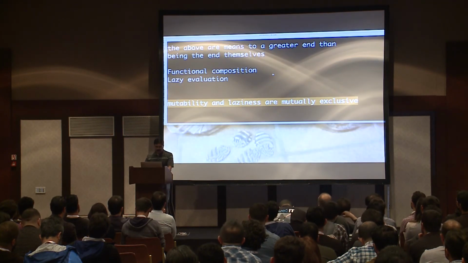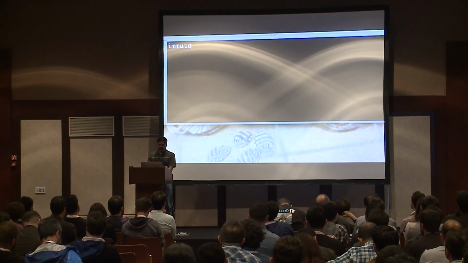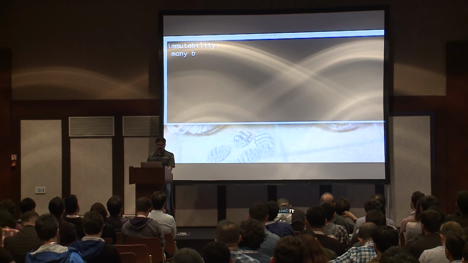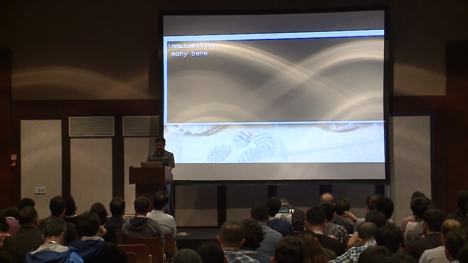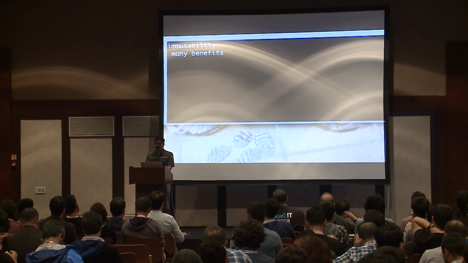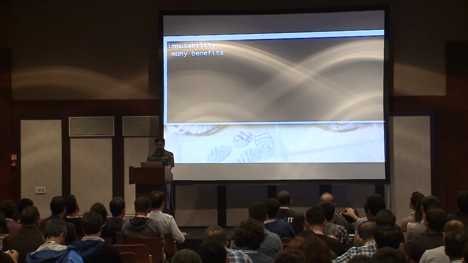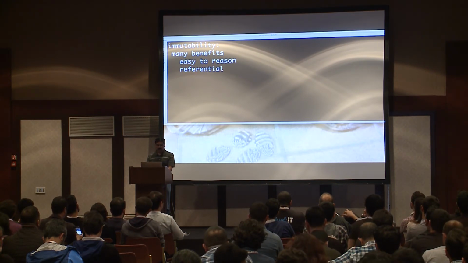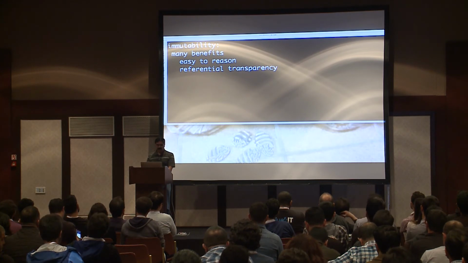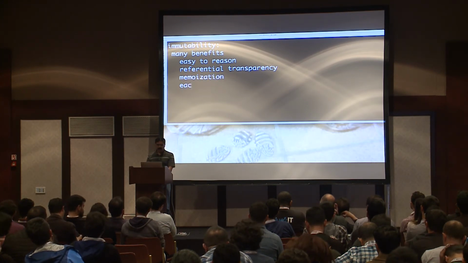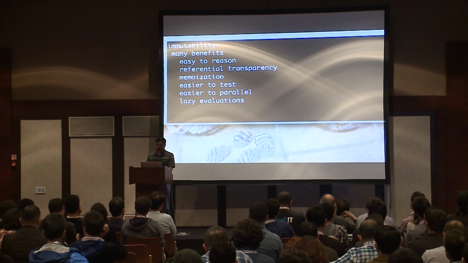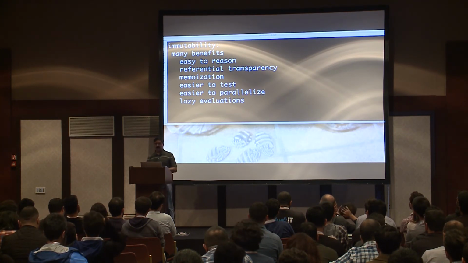And so before we talk about it, let's talk about immutability one more time. So what does immutability give us? You get many benefits. I'll just list a few benefits here, and then we'll talk about the other one. The first benefit you get out of this is that the code is easy to reason. You can use referential transparency. That's another benefit. You can use memoization. It's easier to test. And then, of course, you can have lazy evaluations and easier to parallelize. So these are the benefits you get out of immutability.